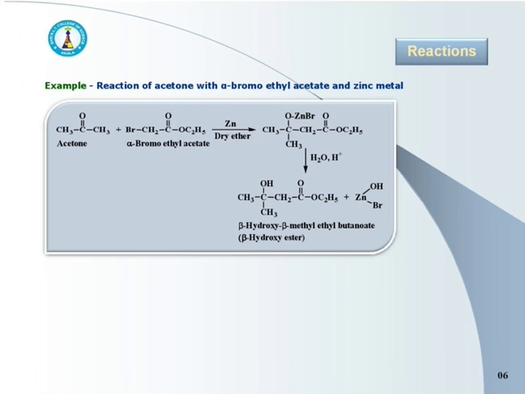When acetone is treated with alpha bromo ethyl acetate and zinc metal in presence of dry ether, beta hydroxy beta methyl ethyl butanoate is obtained. During the reaction, there is formation of organozinc compound, which is then hydrolyzed.